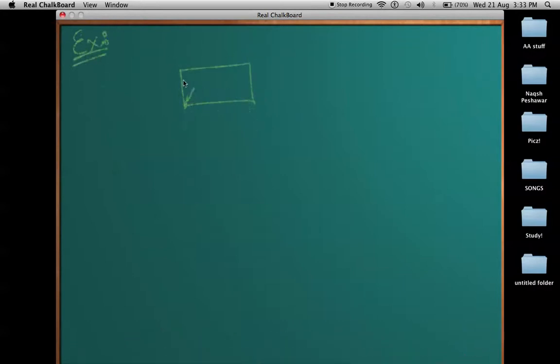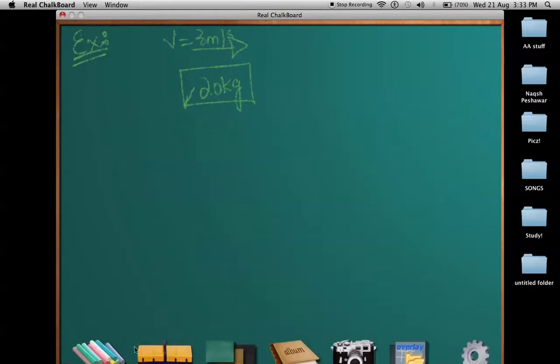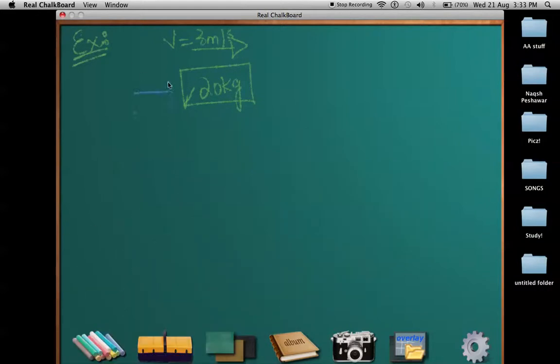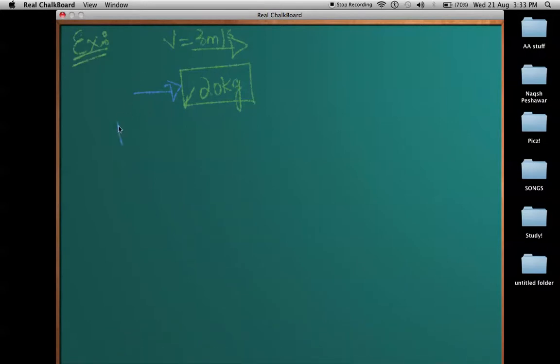Here is a box of mass 20 kilograms, and it's already moving at a velocity of 3 meters per second. Now it was moving, and suddenly I just used my hand and I pushed it in this direction. It was moving already, but I pushed it in this direction with a force of, let's say, 40 newtons.